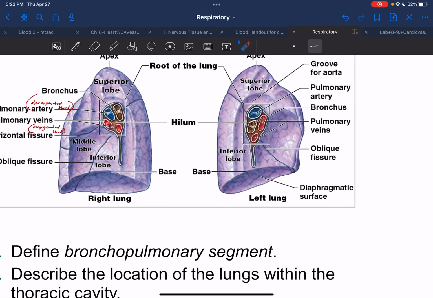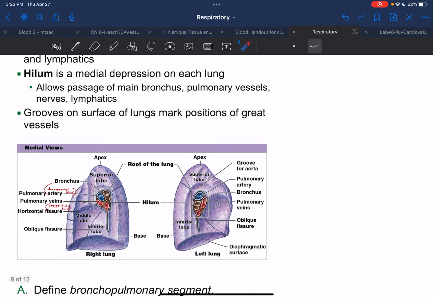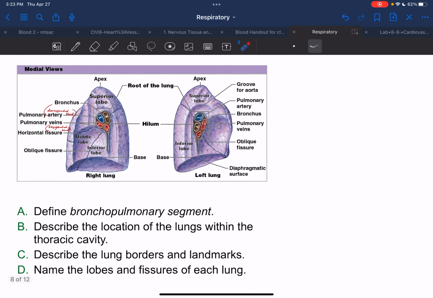And otherwise, we still have our lobes, and this one has 3 lobes. So what side is, oh, it's already in here for you, never mind. Superior lobe, middle lobe, and inferior lobe, right side. And then superior lobe and inferior lobe is only on the left lung. The left lung only has those 2 lobes.